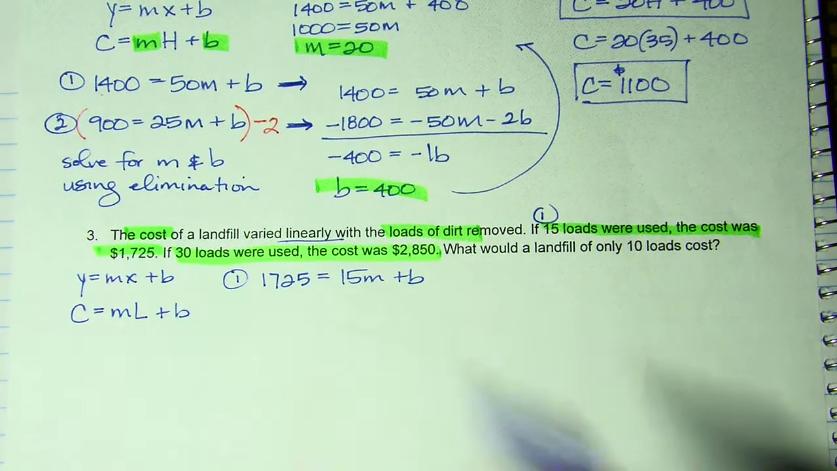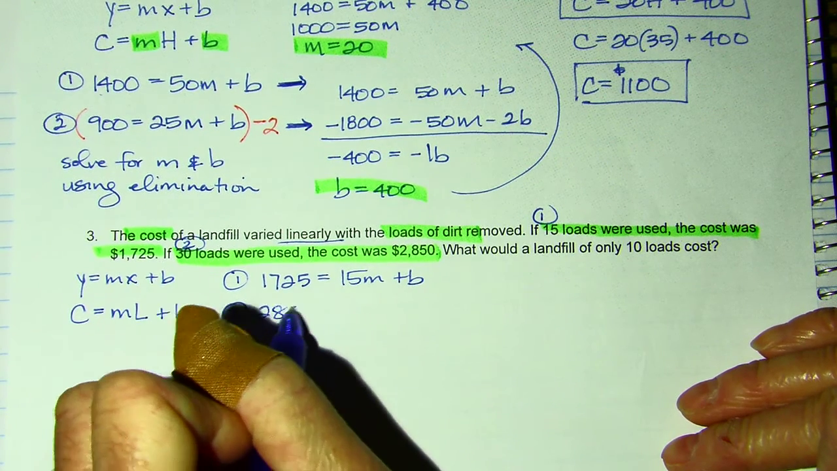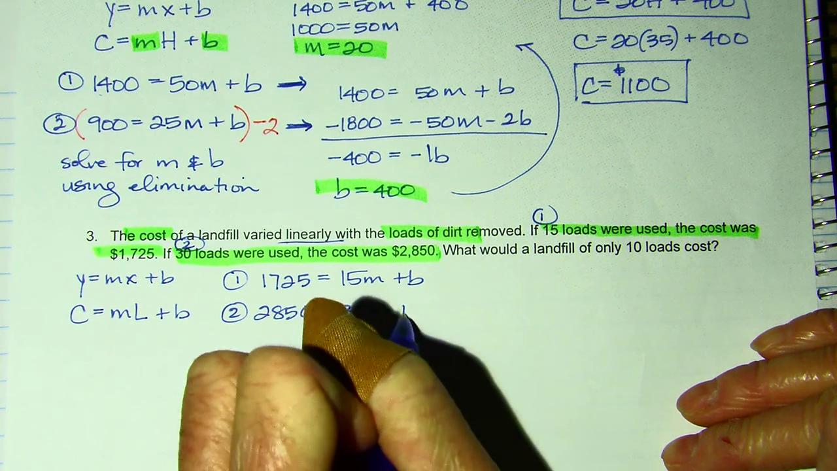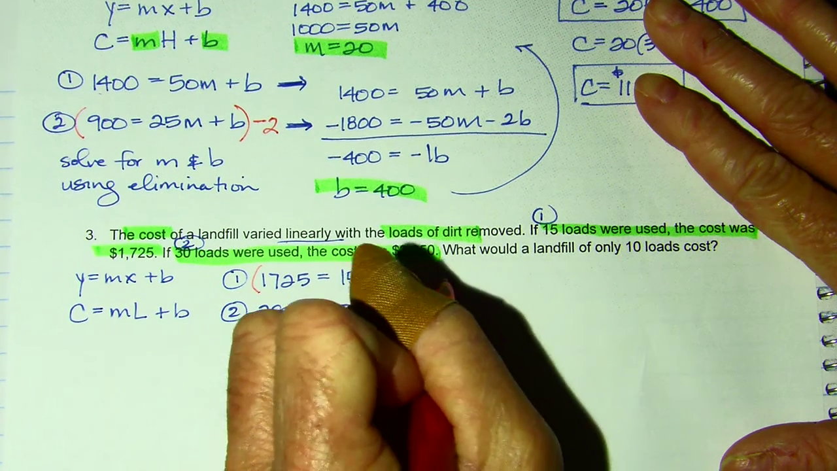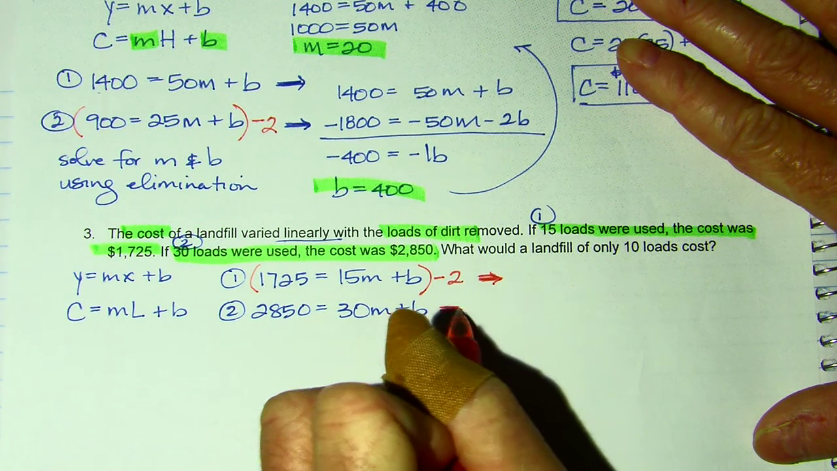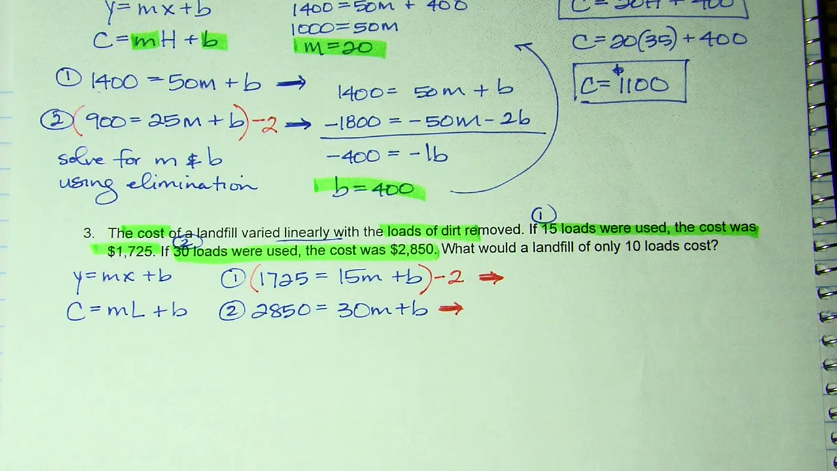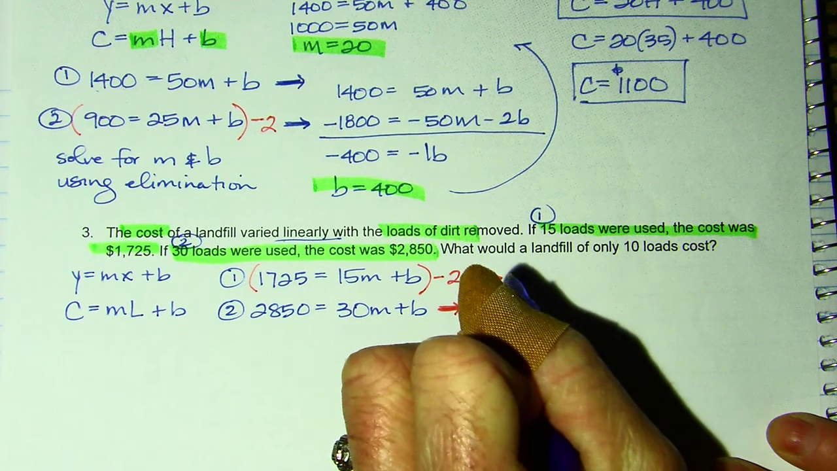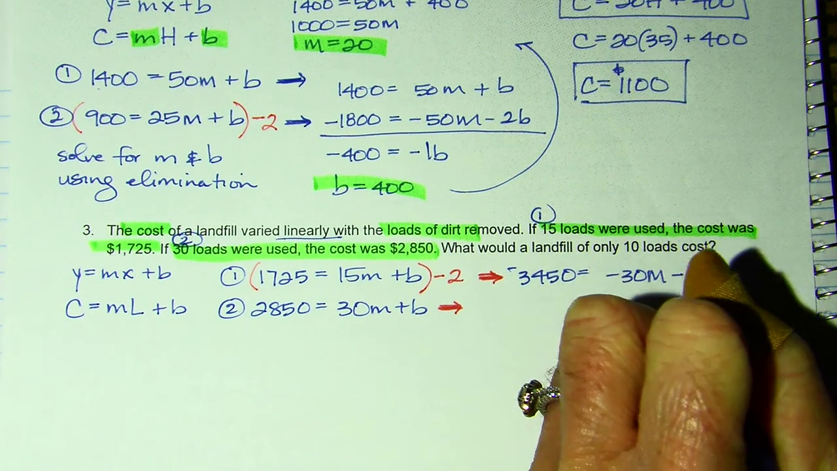The second one, so here's equation 2. The cost was $28.50 if 30 loads were used. Again, I'm going to solve using elimination. So the opposite of positive 15 would be to multiply this by negative 2. And I'm going to write the result to the right, and then I'll add it to the second equation. So negative 2 times 17.25 is 34.50. Sorry, I'm 17 times 2 and 25 times 2. So yeah, so that's negative 34.50 equals negative 30M minus 2B.